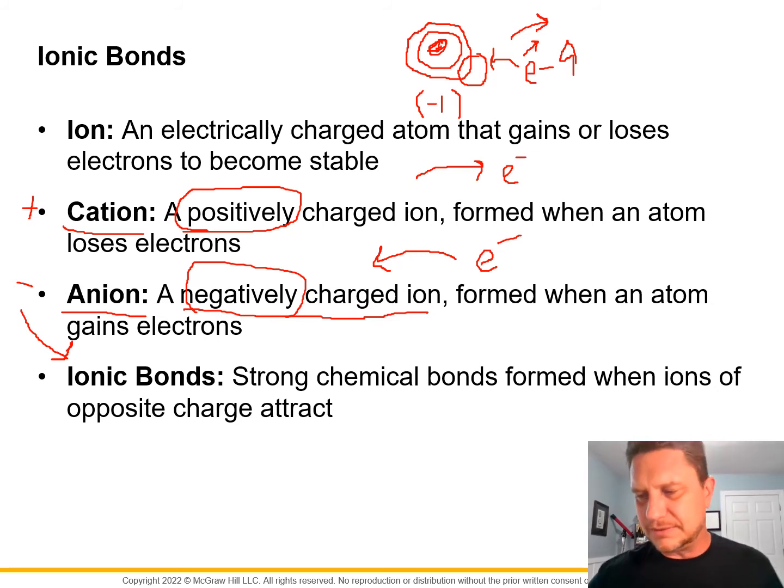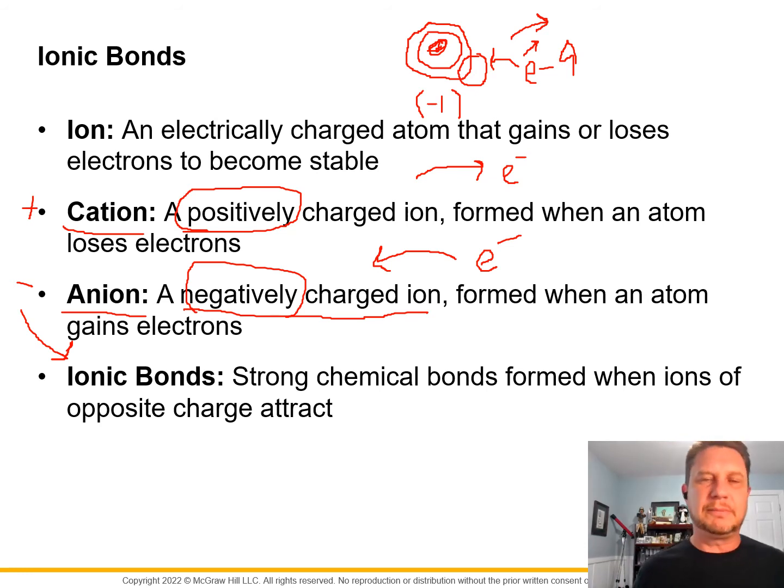Now, there are easy ways to remember a cation is the positive. A lot of people say, well, cat people are positive people. Now, I'll leave my opinion on that. I'm a dog person, but I'm not going to say I dislike cats. But anyway, just jokingly, I'm like, eh.